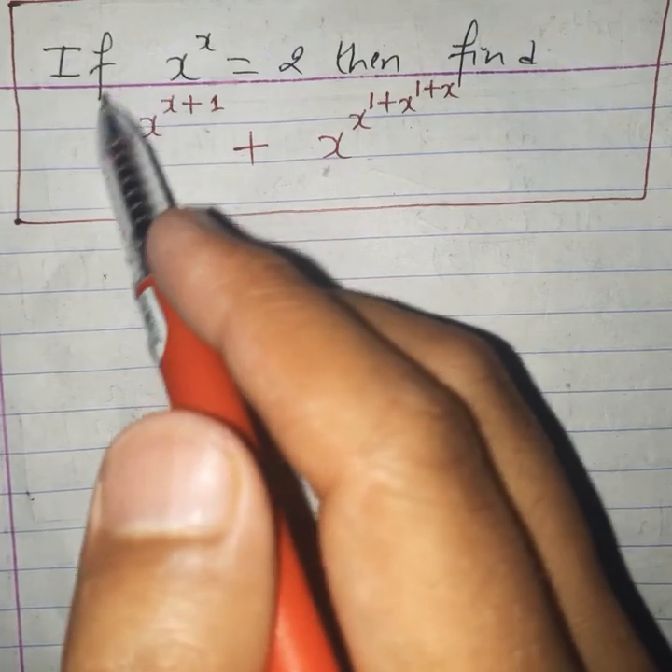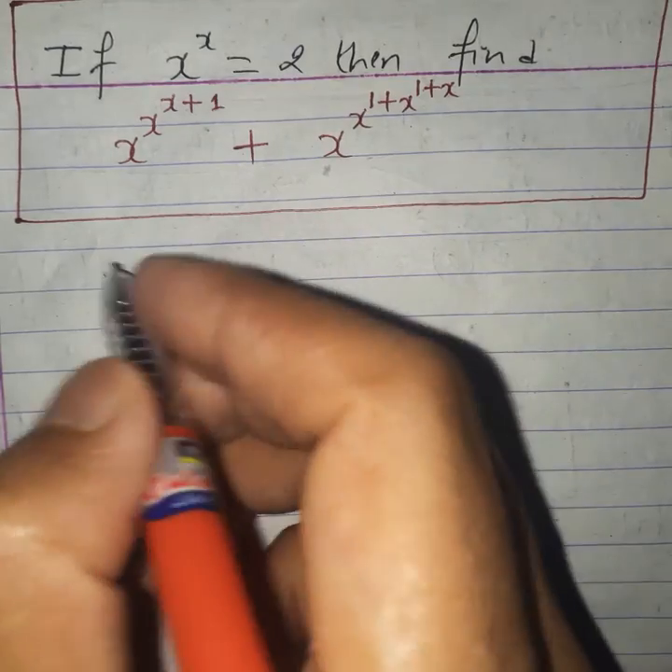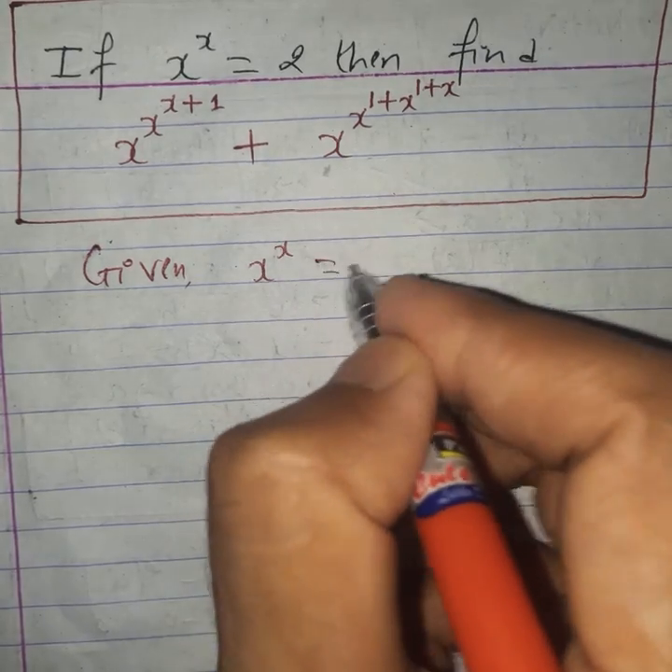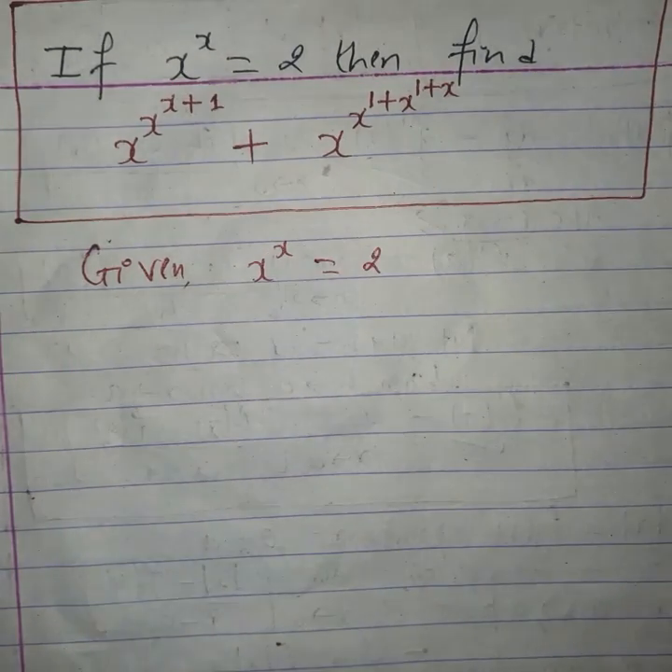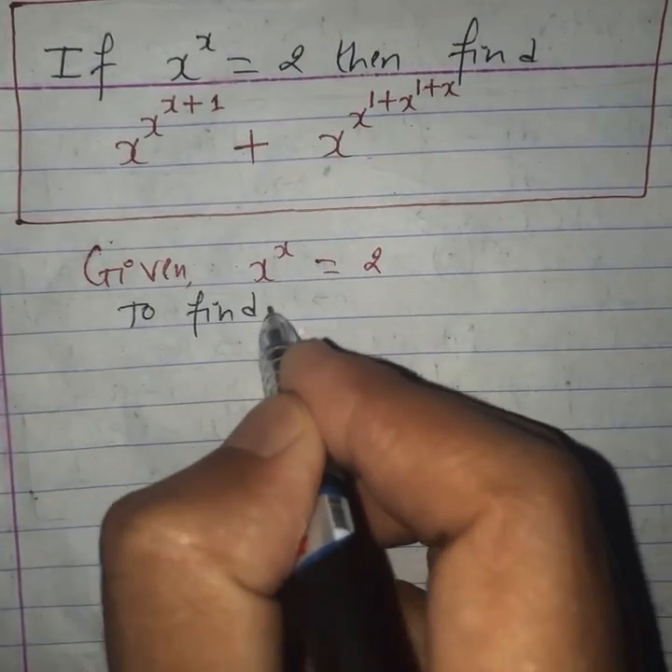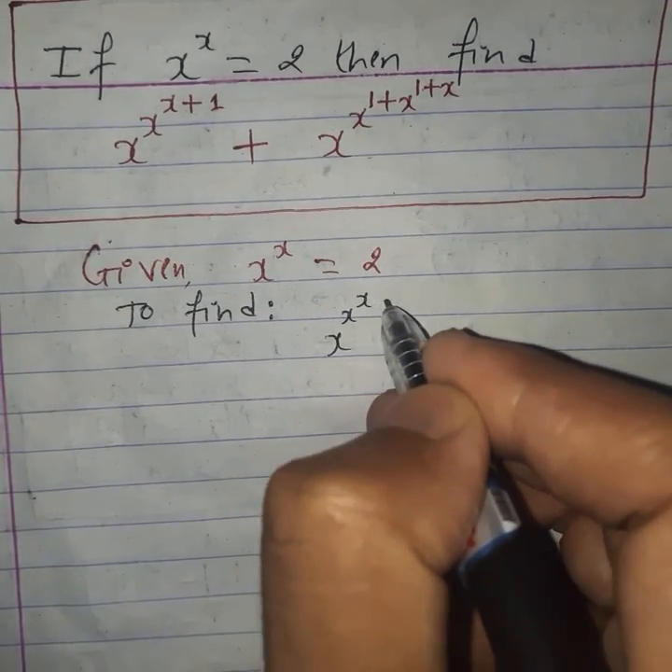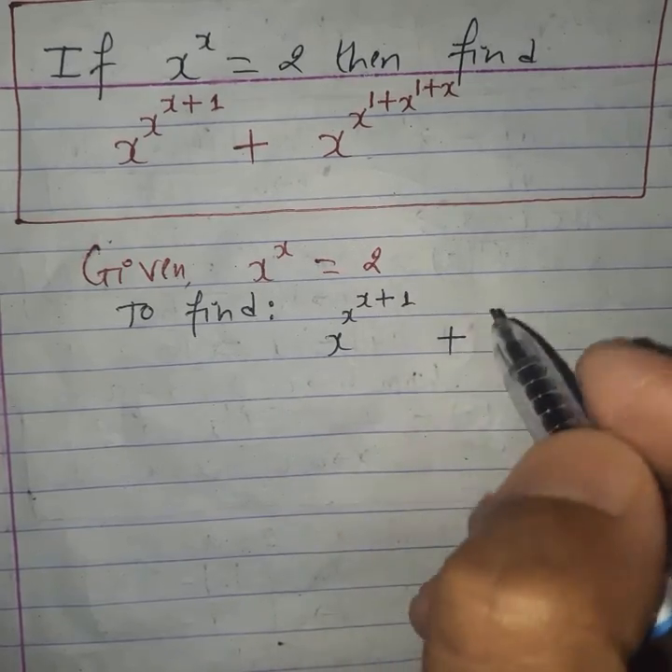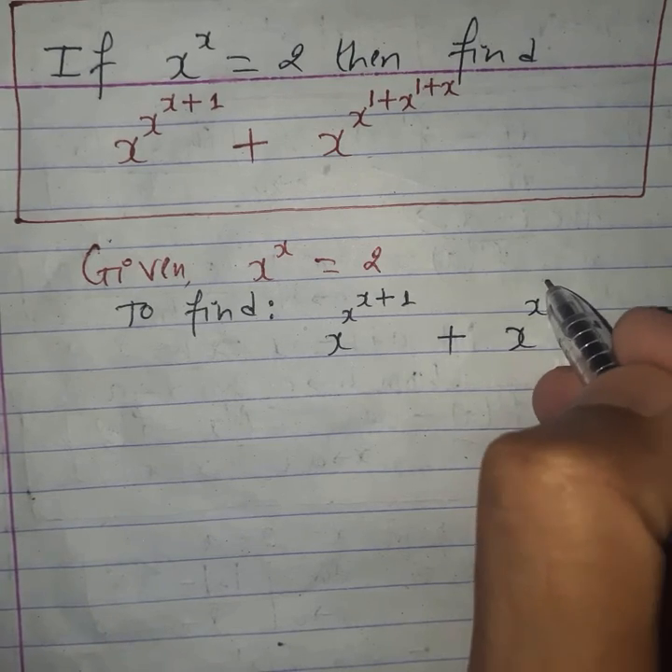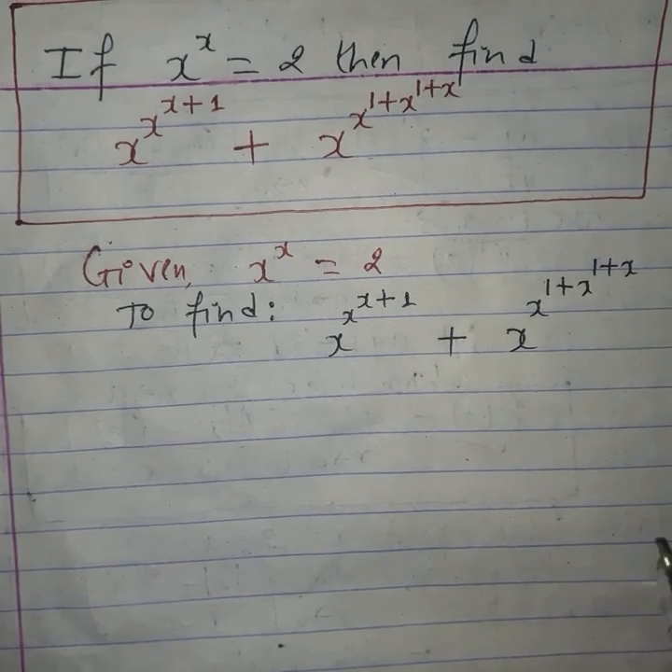Here this is today's question. The given is x to the power of x has the value 2. We have to find the value of x to the power of x, and this x again raised to the power of x plus 1, plus another term x to the power of x, and this x again raised to the power of 1 plus x, and this x again raised to the power of 1 plus x.